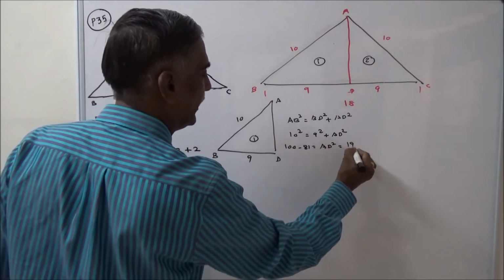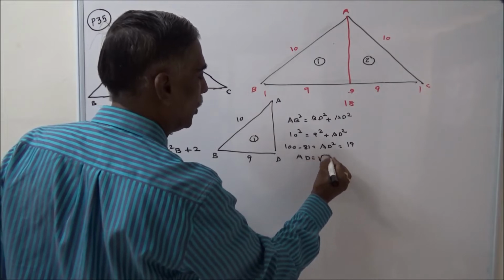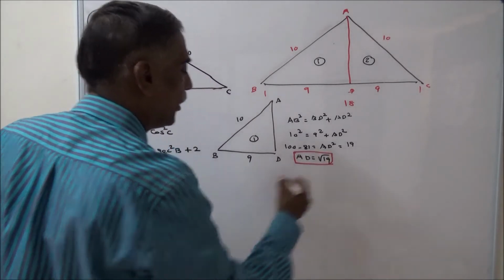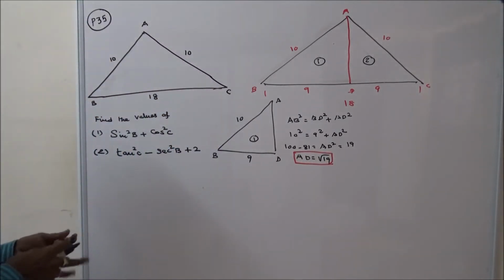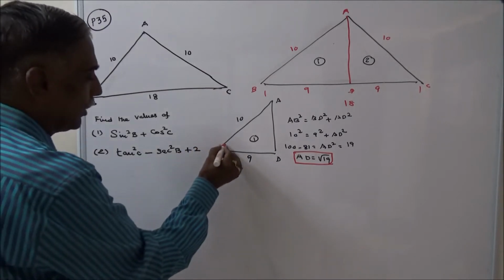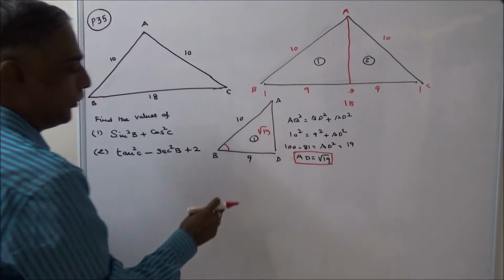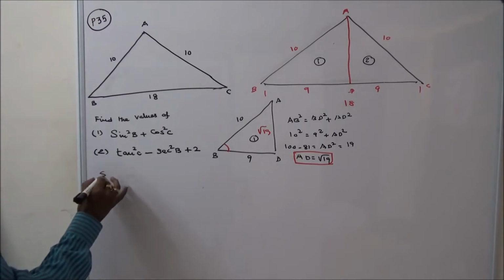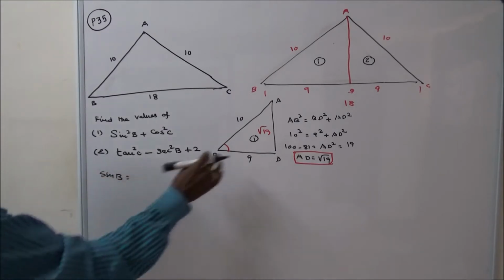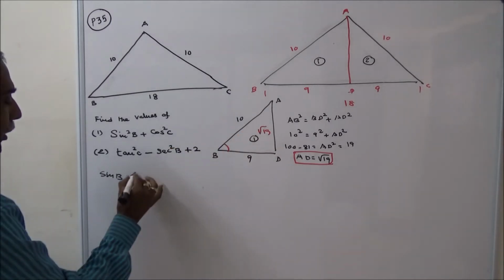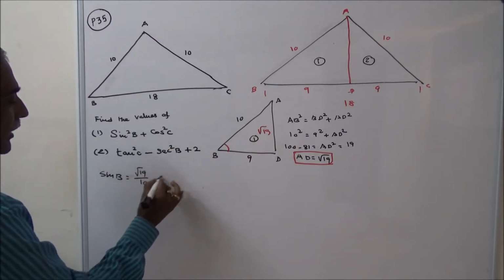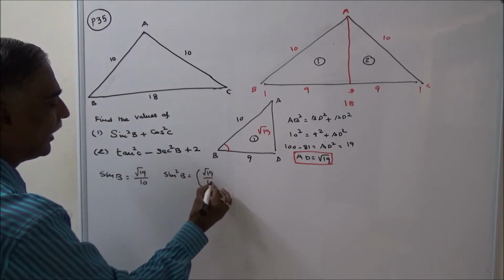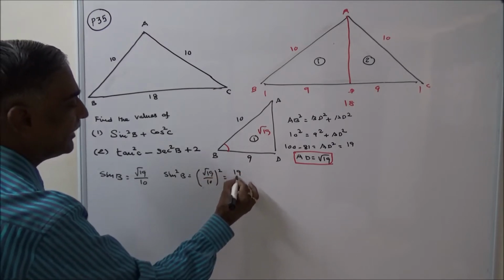That is equal to 19. AD is equal to root 19. So AD value is root 19. Now I know the perpendicular. Perpendicular is opposite to acute angle. This is root 19, base is 9, hypotenuse is 10. Now I can easily find sin B. Sin B is equal to opposite side divided by hypotenuse, root 19 by 10. Sin square B is equal to root 19 by 10, the whole square, that is equal to 19 by 100.